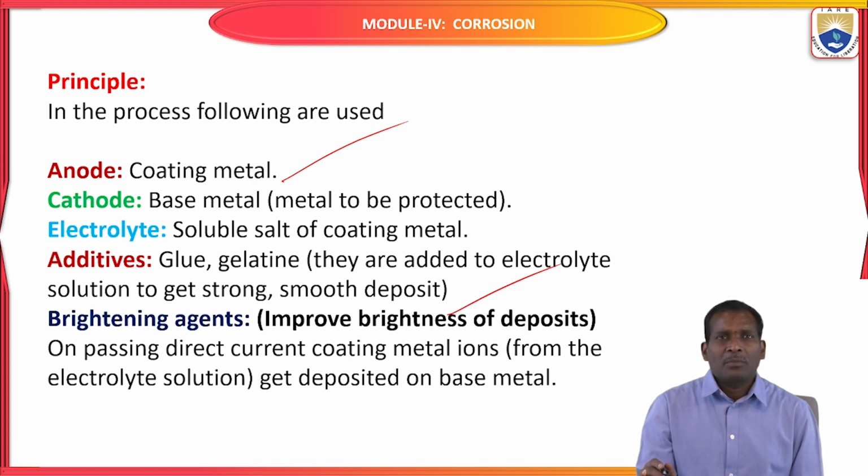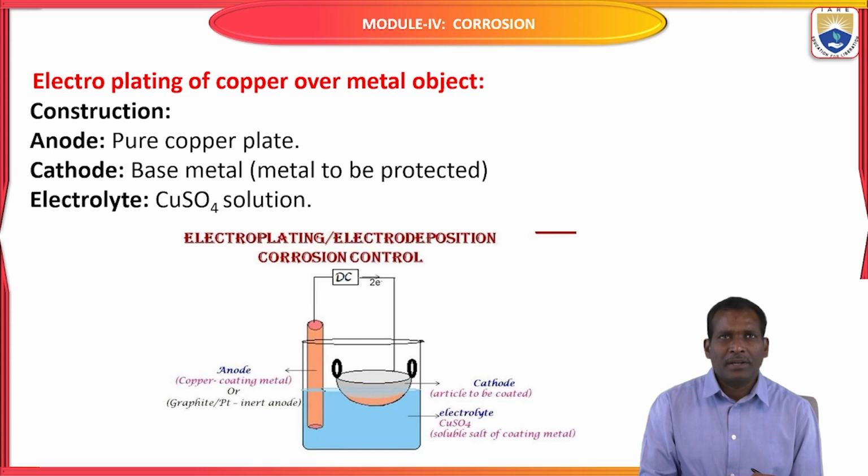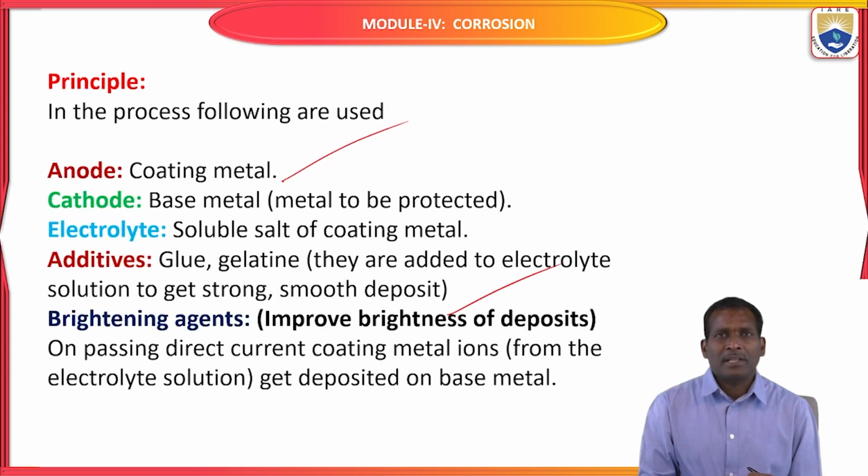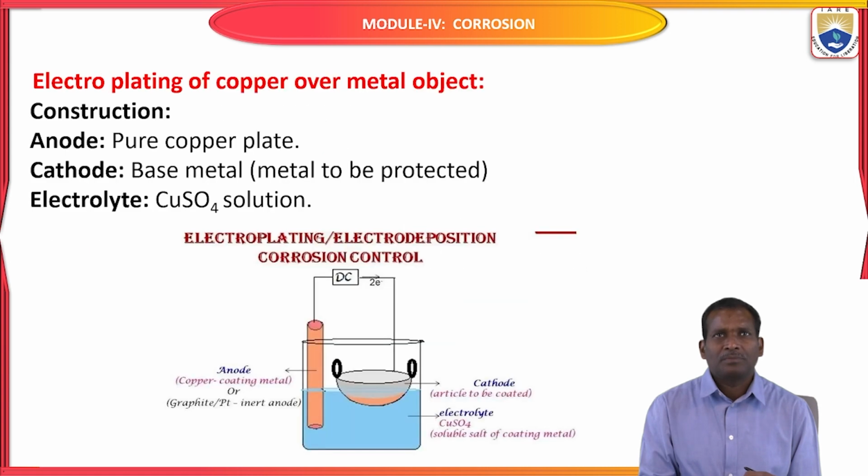Brightening agents improve the brightness of the deposits. On passing direct current, coating metal ions from the electrolyte solution get deposited on the base metal. You can add additives, and brightening agents also, to improve the brightness of the deposits.